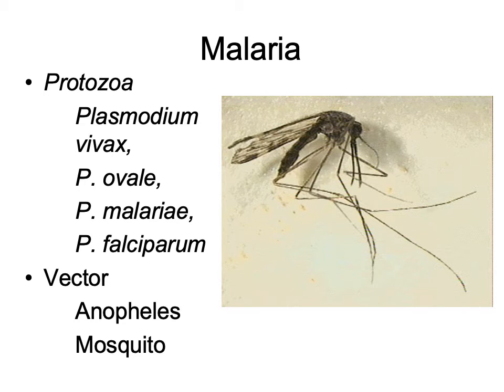We have mentioned in the past that malaria is caused by a protozoa. The one that we focus on is Plasmodium. There are different types of species of Plasmodium, and they are very specific to the types of malaria that they cause. For our purposes, we're looking at the vector as the Anopheles mosquito.